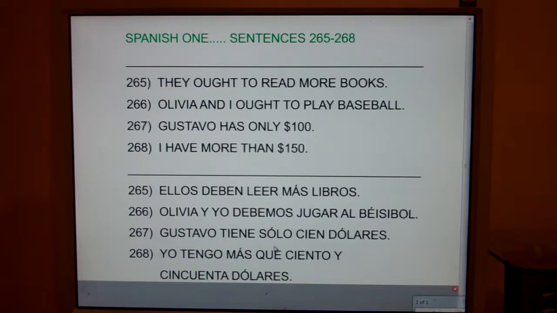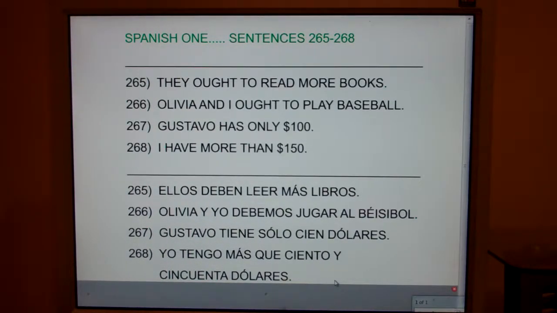So he has only $100, and I have more than $150. Notice, since 150 is more than 100, cien expanded or stretched out to ciento. All right, that's Spanish 1, 265 to 268.